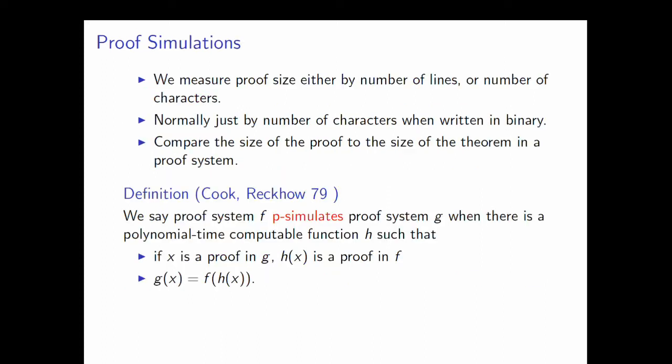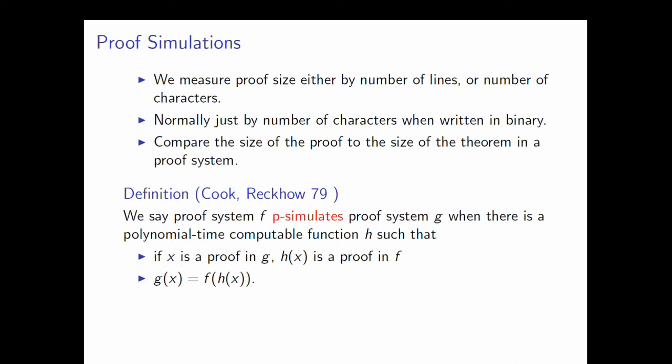Okay, so I'm going to talk a bit about proof simulations. First of all, I'll just mention something about size. Proof size could either be the number of lines or the number of characters. In a lot of proof systems you have a bunch of lines, and it's sometimes just more convenient to define proof size that way. It's usually equivalent, up to polynomials, to the number of characters in binary, for example.